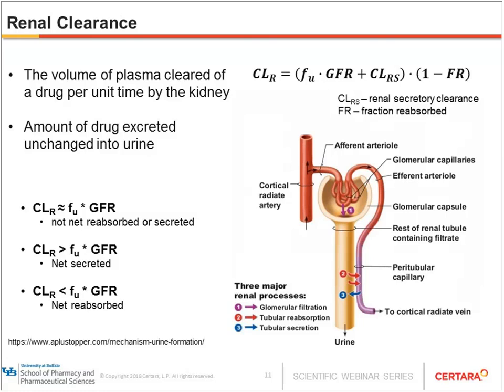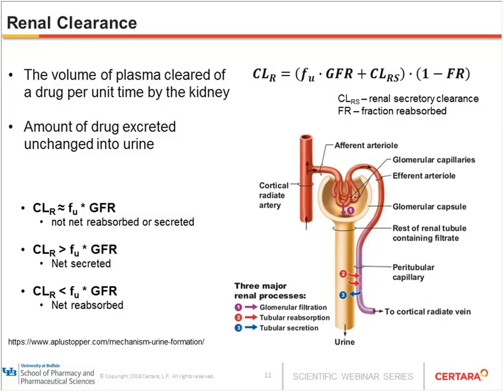And at the top right of the slide, you can see this equation for renal clearance. So renal clearance is equal to fraction unbound times GFR, which represents the filtered fraction of the drug, plus renal secretory clearance times 1 minus the fraction reabsorbed. So renal secretory clearance and fraction reabsorbed, these can be passive or facilitated processes.